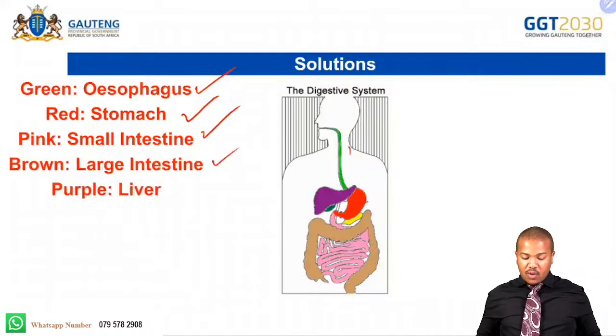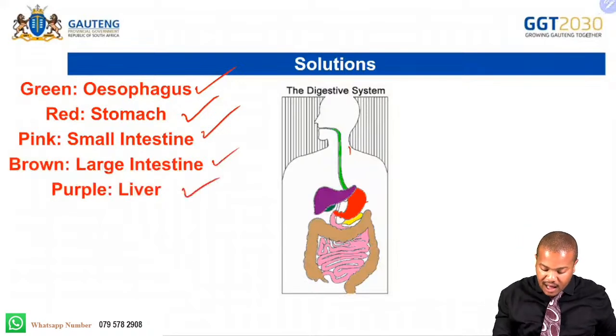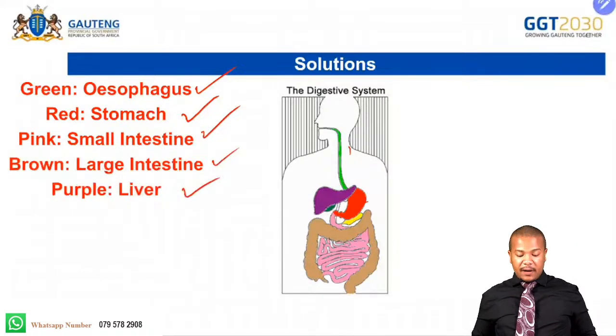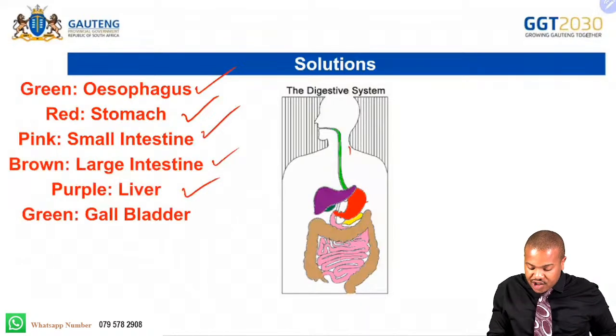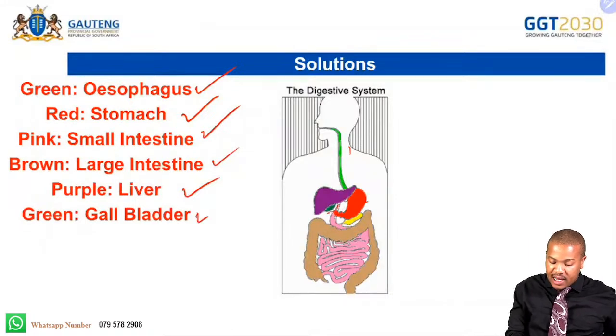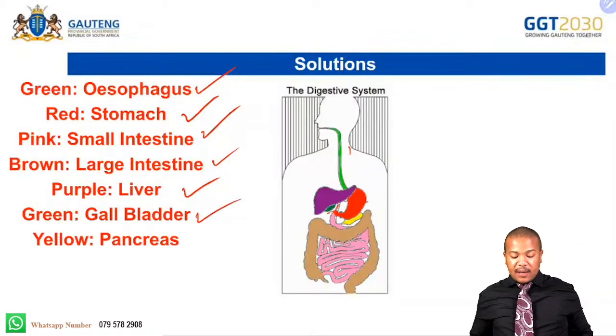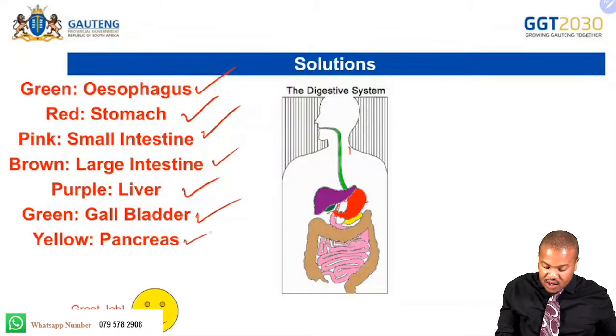Then we have purple. Purple is our liver. Then we have another green. When you look carefully just underneath the liver, you have the gallbladder. Then we have the pancreas as the yellow color.